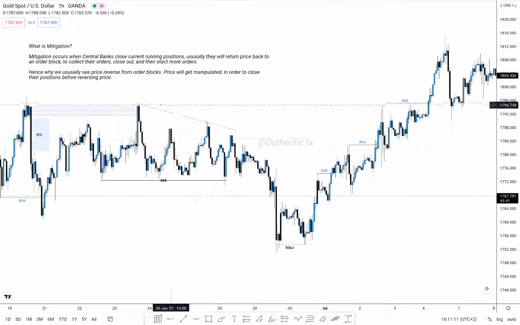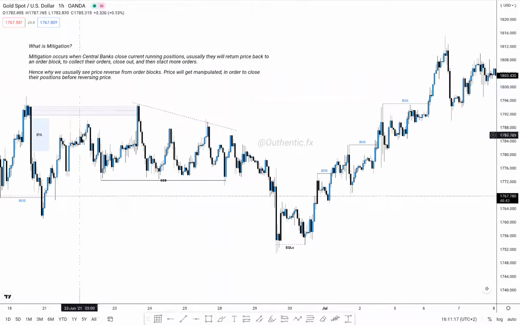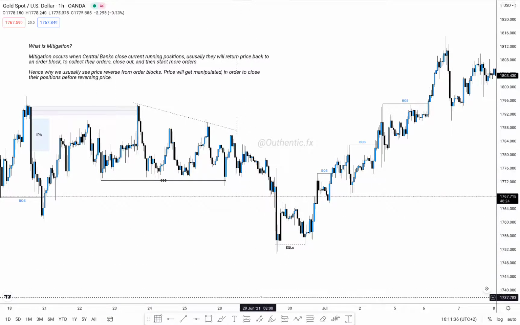So to get back to what I have written here, hence why we usually see price reverse from order blocks. Price will get manipulated, which you can see here. Obviously, they're letting the retail traders get in the market at these areas and then kick them out in this move, right? Price will get manipulated in order to close their positions before reversing price, as you can see here. Hence why it's so important for us to stick to our rules and trade supply and demand.